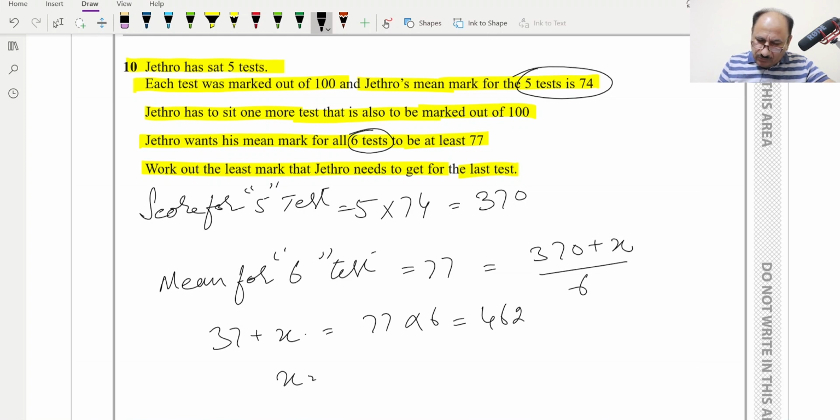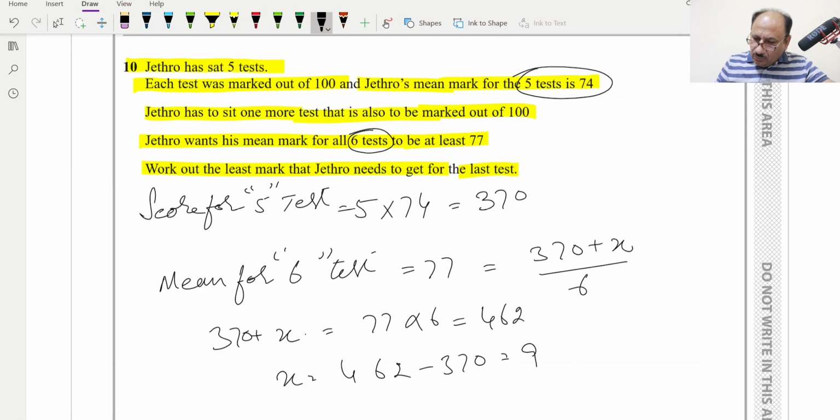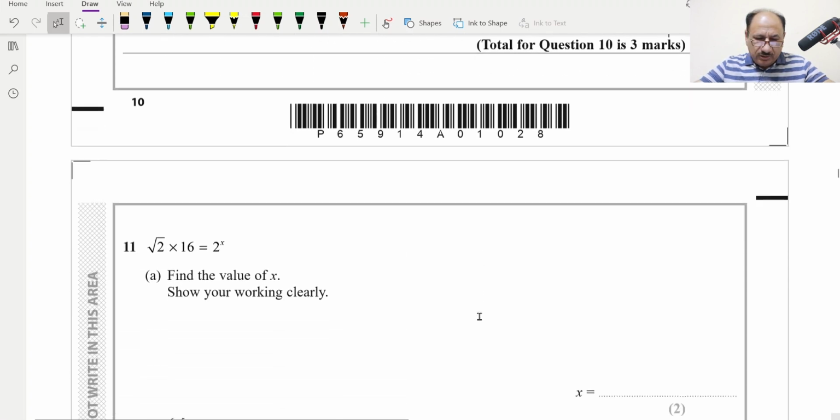So x is equal to 462 minus 370. 462 minus 370 will be equal to what? 462 minus 370 is equal to 92. So he has to score 92 if he wants the average to be 77. So it should be 92.